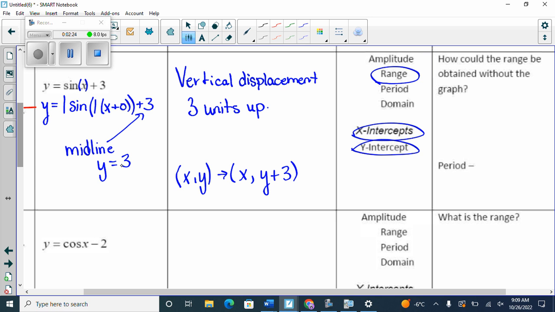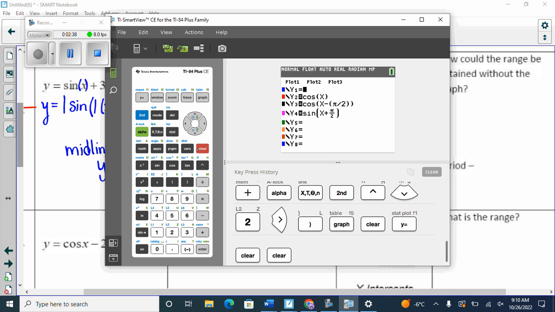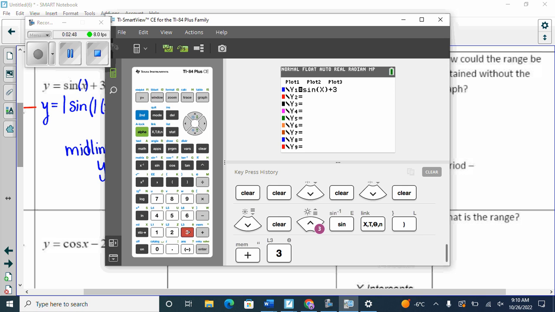So type into your calculator sine x plus 3. I don't care what mode you're in. And people might say, well, why do I have to type it in? Because you don't have me typing in your calculator on your test. So we're going to go sine x plus 3. Make sure you close that bracket as well because the plus 3 is at the back.